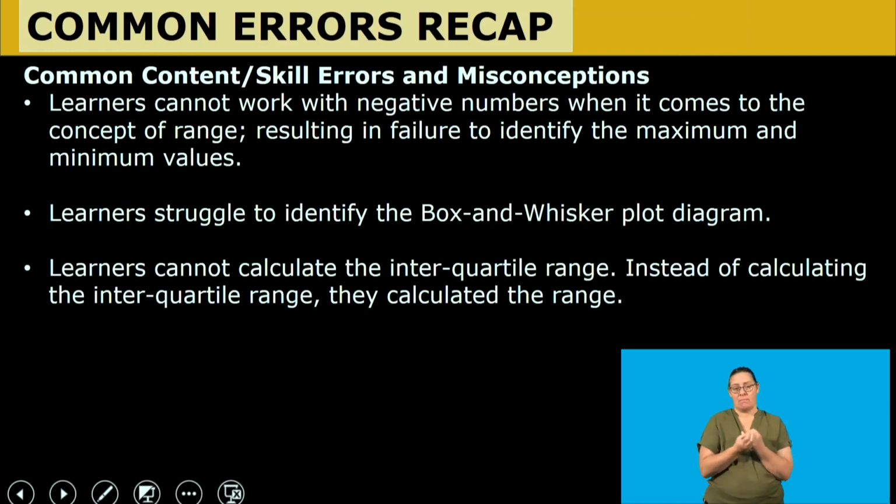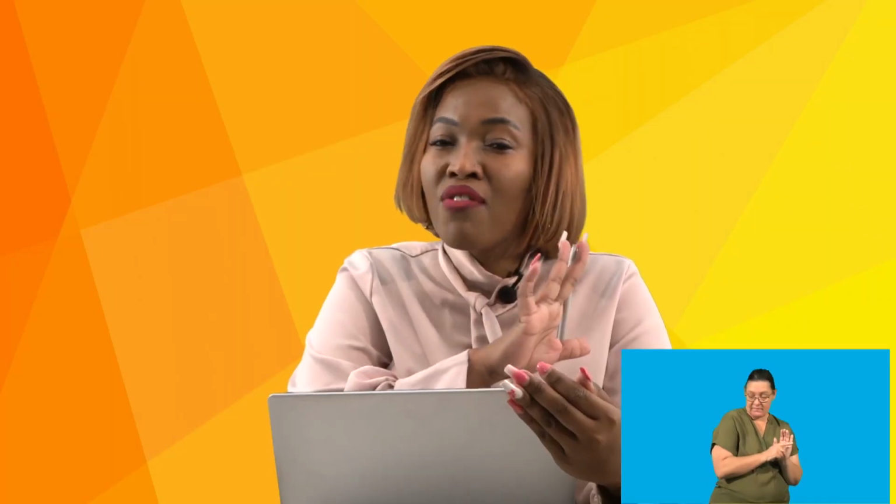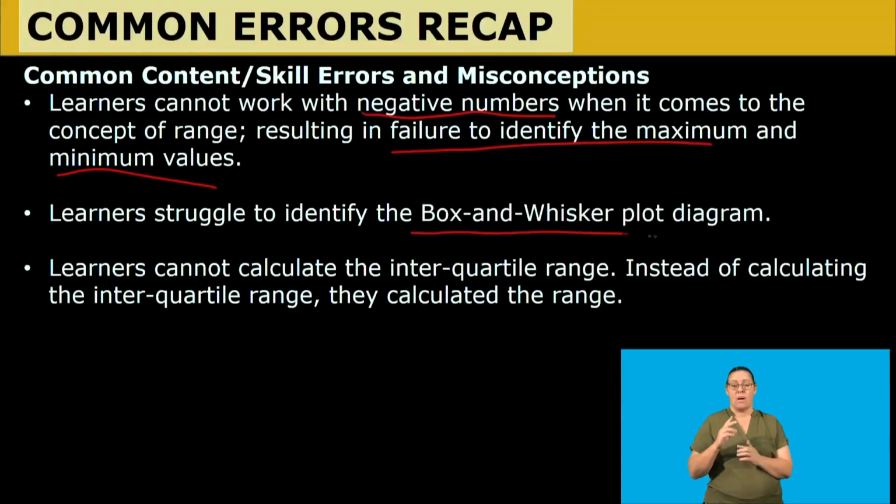These are the common errors that we addressed in our lesson: learners could not work with negative numbers when it comes to the concept of range, resulting in failure to identify the maximum and the minimum values. If you are given a data set that has positive and negative numbers, first arrange your data. Then you can see which one is your minimum and which is your maximum. And learners struggle to identify the box and whisker plot diagram. If you are ever given one in the exam, I hope you will ace that question.